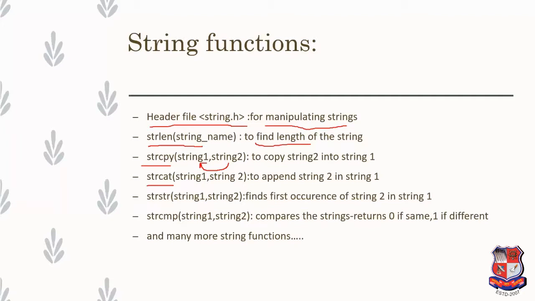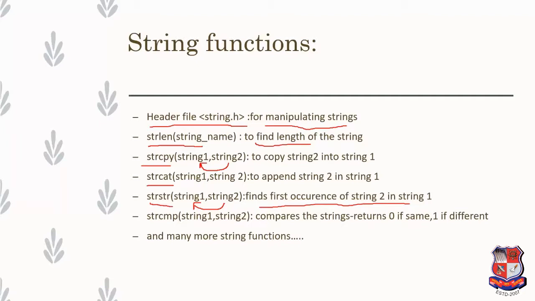Fourth one is strstr, that is string string. What it does, it finds the first occurrence of string 2 in string 1. So whatever my string 2 is, it will find whether it is there in string 1. Suppose I have string 1 as hello world and world as string 2. Obviously my string 2 is a part of string 1, so it can be found through this strstr function.